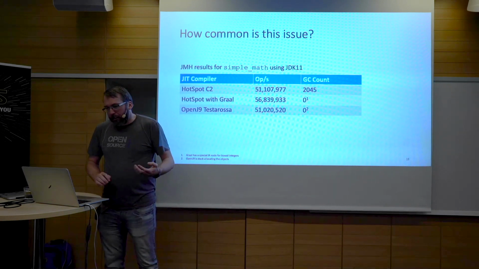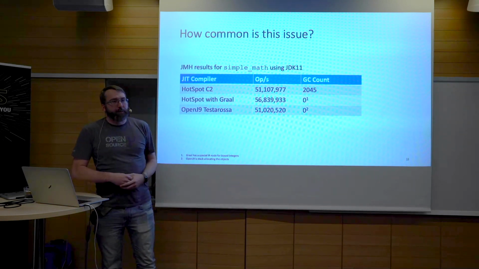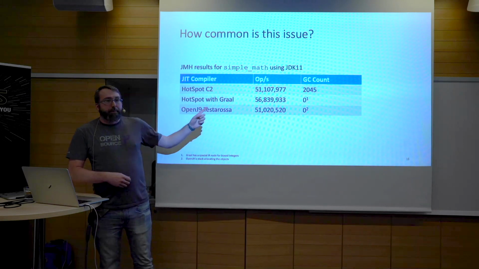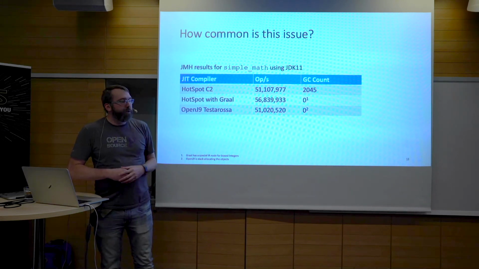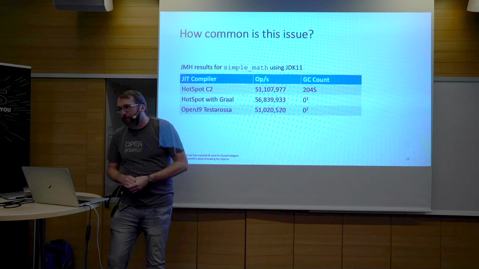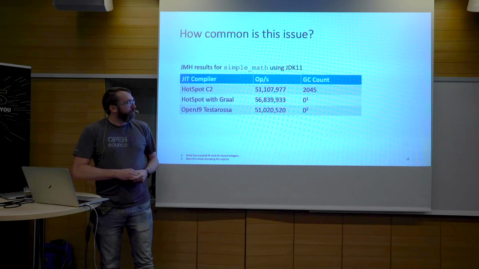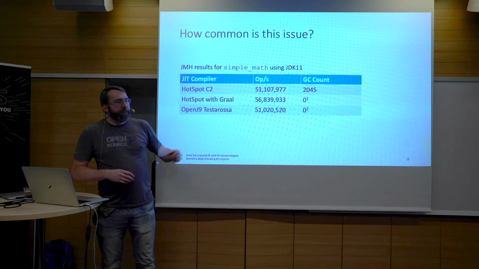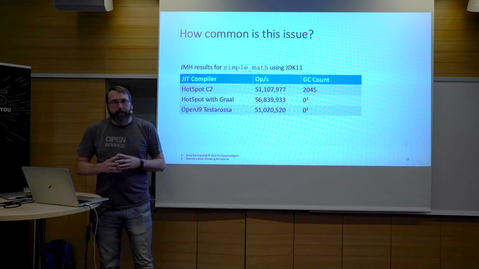So again, how common is this? I ran the workloads. That's basically the same code. We now have 2,000 GCs when you're running with C2. You'll have 0 with J9 and 0 with Graal.